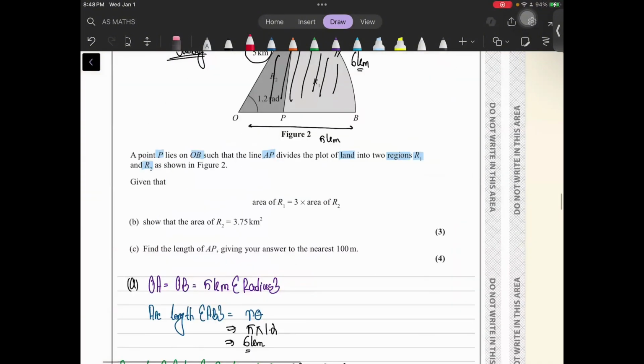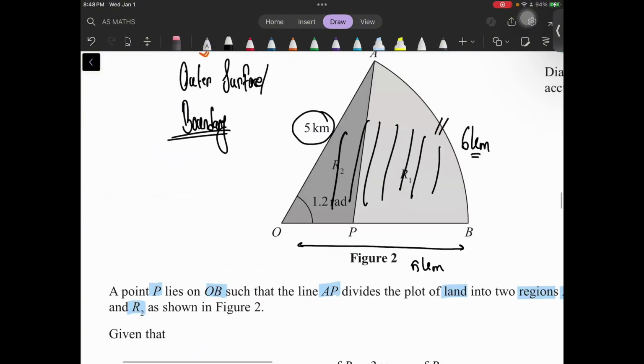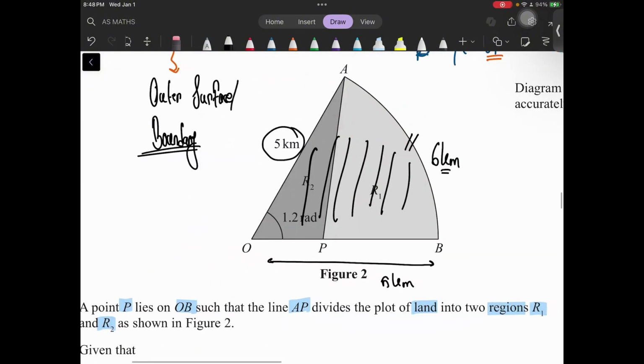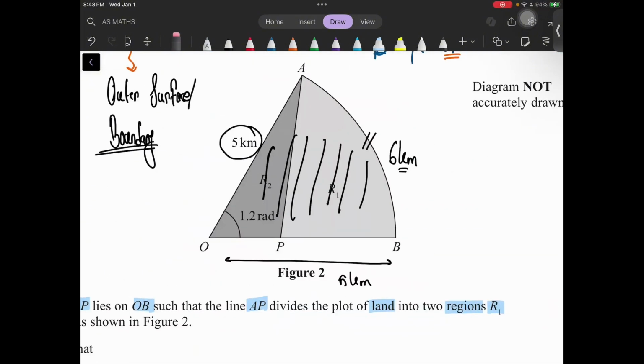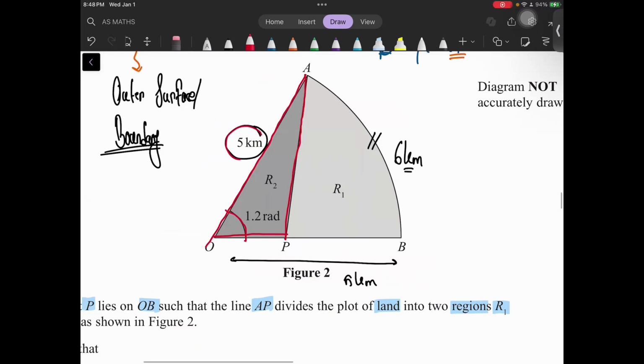And then in the next question, it says find the length of AP, giving your answer to the nearest 100 meters. We have to find this length, the length of AP. So we know the value of theta, and we know the length of this side in kilometers. This we have to find, right?